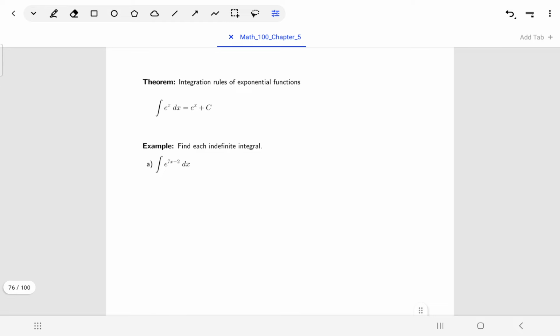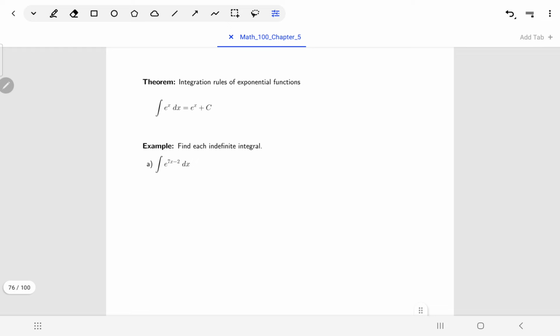All right, so now that we know the derivative of e to the power of x, it's kind of obvious what an antiderivative of e to the power of x would also be. So now we have our integration rule for exponential functions. If we know that e to the x is the derivative of e to the x, then e to the x is also an antiderivative of e to the x.